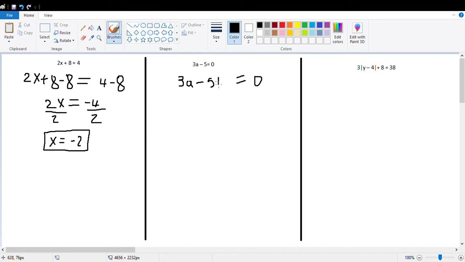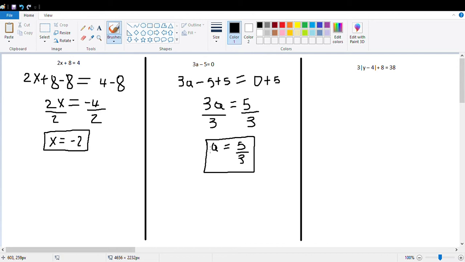Then we have to apply the property by adding on both sides of the equation, plus 5 on the left, plus 5 on the right. Very well. On the left, 3a minus 5 plus 5 is going to be 3a because minus 5 plus 5 is going to be 0. 3a is going to be equal to 0 plus 5, which is 5. One more time, the same property of equality, divide by 3 on both sides of the equation. a is going to be equal to 5/3, or you can also say 5 over 3. This is the answer for the second exercise.